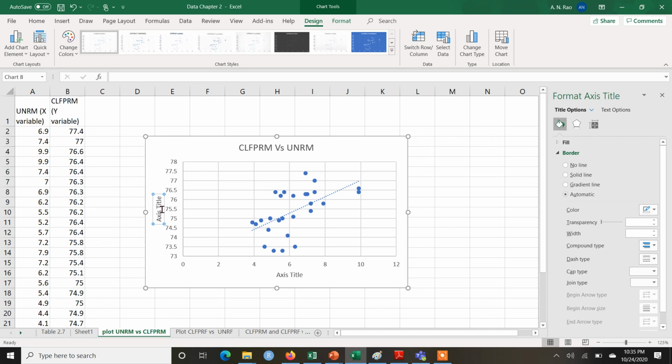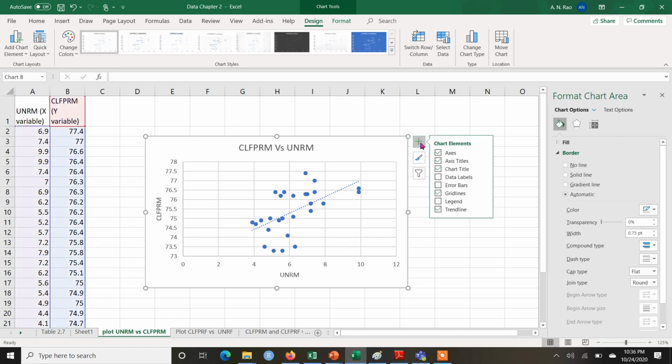So this is actually the Y variable, which is CLFPRM. So I can type here either the abbreviation CLFPRM, or I can even type the full form, which is the civilian labor force participation rate for males in percentage. So it's up to you, whatever you want to type here. Then here on the x-axis I can type UNRM. So that's how you can also add the axis title.